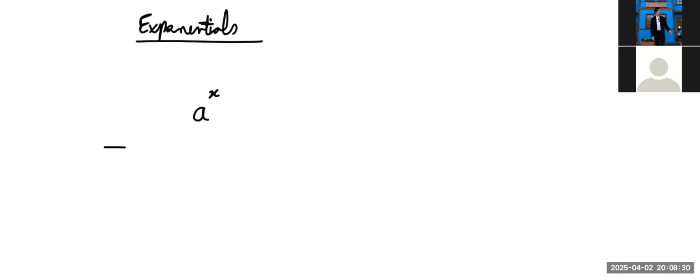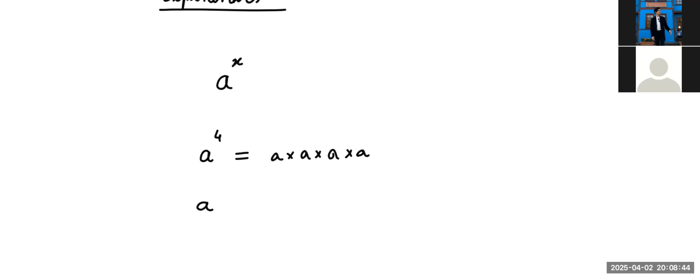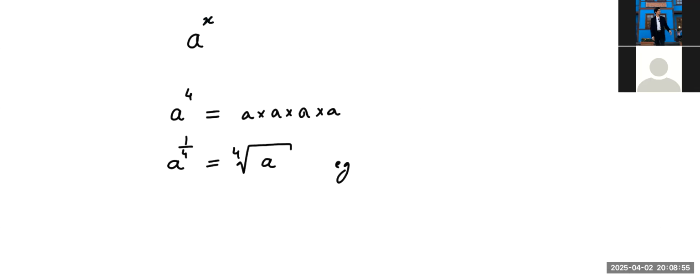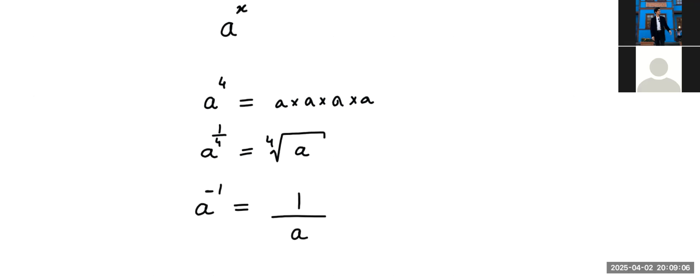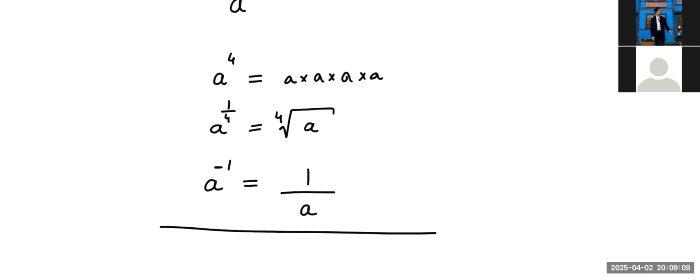Now, the basic ideas are simple. If you raise a number to the second or fourth power, that simply means a multiplied by itself 4 times. If you raise a number to 1 over 4, that means the fourth root of a. Fourth root means: what do I need to multiply by itself 4 times to get a? Finally, if you have a negative power, that basically just means send the base to the denominator, or make the reciprocal. So these are the basic ideas of what a power, or what exponentials, are.